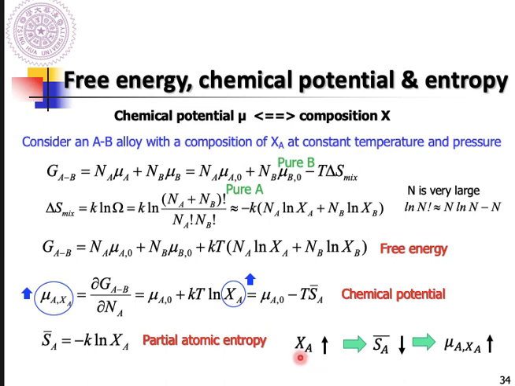When you increase the atomic fraction of atom A, the partial atomic entropy will decrease, but the chemical potential of atom A at composition XA will increase. So now you can formulate its chemical potential no matter what the composition of A is, right? So let's move to the third case, which is the entropy production in a mass flow process.